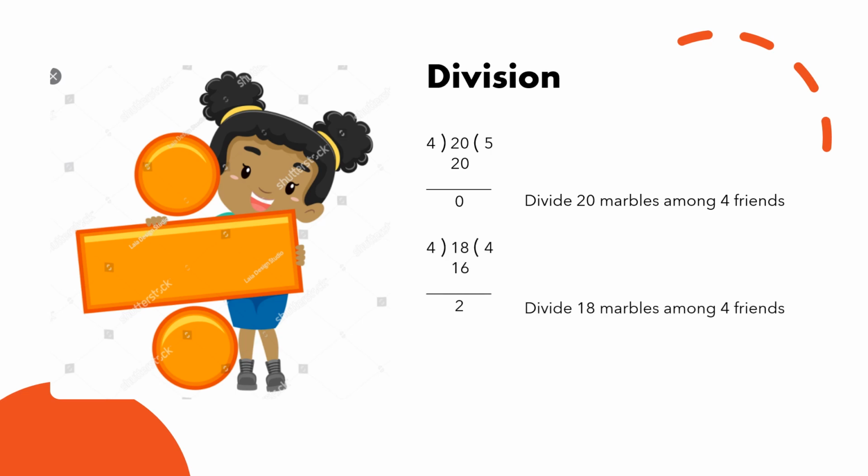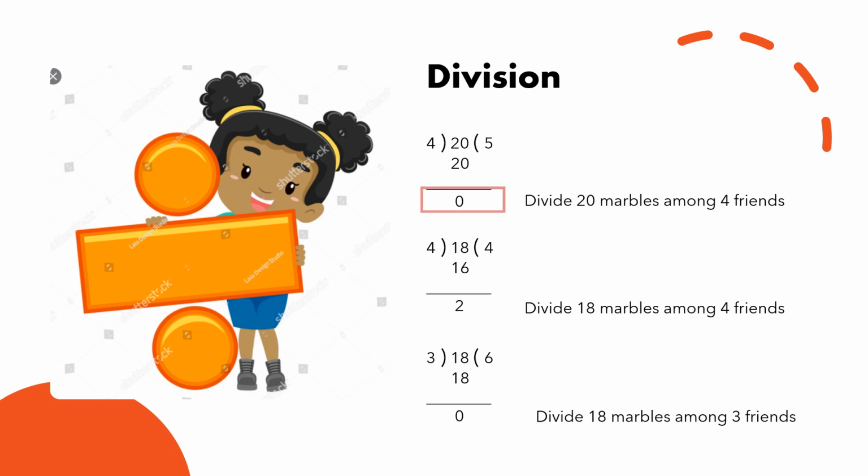After that, we tried to divide 18 marbles equally among 4 friends. So the dividend is 18, the divisor is 4, and we are getting a quotient of 4. But we are also getting a remainder of 2. And in the last problem, we are dividing 18 marbles between 3 friends. We get a quotient of 6 and a remainder of 0. And we said that we can divide it equally so that each friend gets 6 marbles.